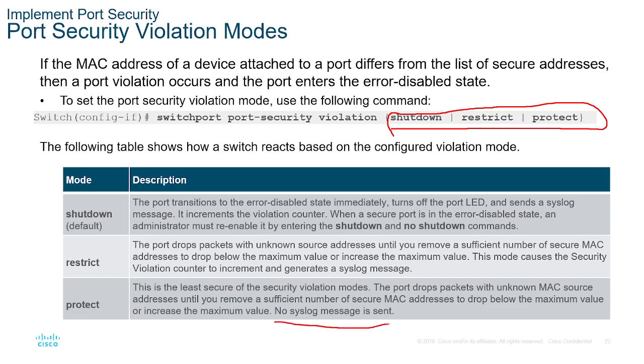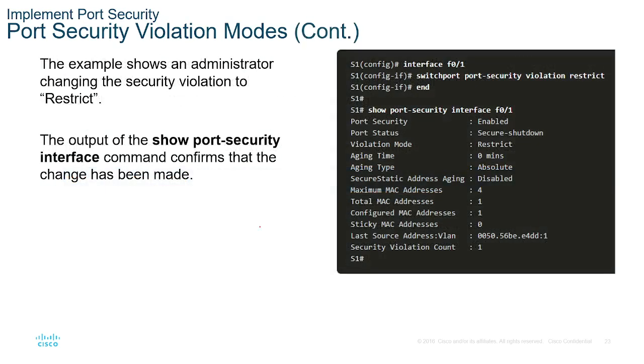There is also no system log sent here, unlike restrict, where a system log is generated for auditing and monitoring purposes. So for port security violation modes, here we have port security violation restrict, and then we can see the violation here. Again, the default value is shutdown.